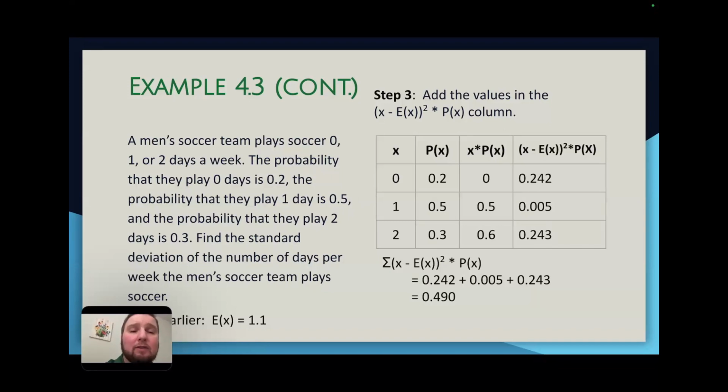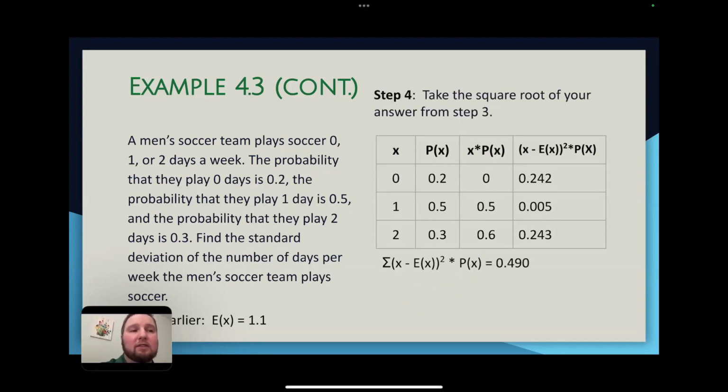That value is our variance. That's the standard deviation squared. To get our final answer, we have to take the square root. So the square root of 0.49 is 0.7. So for this probability distribution of the number of days that the men's soccer team plays per week, the mean is 1.1 days per week, and the standard deviation, or the average spread about that mean, is 0.7 days per week.